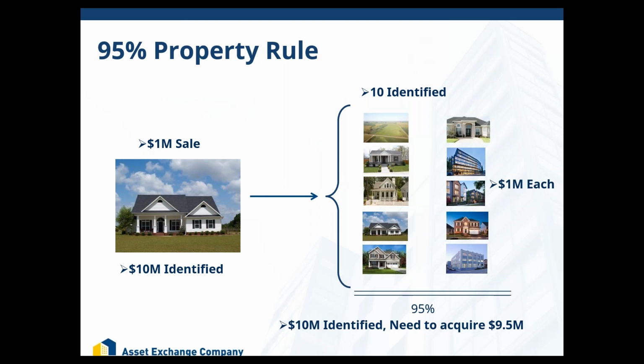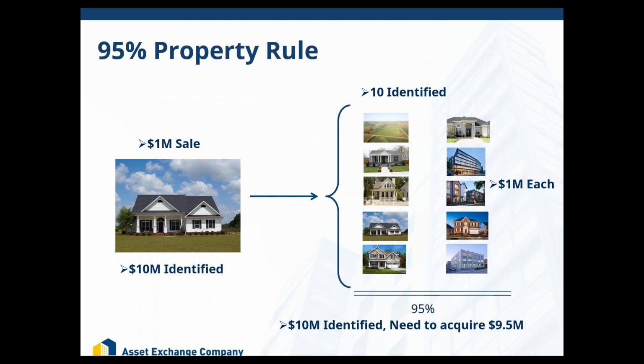All right, now here's the 95% rule. Okay, again, this is where you exceed the 3 property rule, you exceed the 200% rule, but you must acquire at least 95% of the value of all the properties that you identified. All right, here's how it works. Again, we sell for $1 million. Now, in this example, we actually go out and we identify 10 properties. All right, because we've identified 10 properties, what just happened? We exceeded that 3 property rule, right?